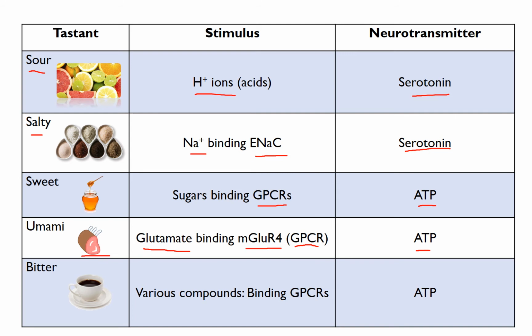Bitter compounds are found in things like coffee and bitter green leafy compounds like kale or something like that. There are a variety of different compound structures that make up bitter taste profiles, and they also bind G protein coupled receptors and release ATP. So as you see here, when we have cation channels that are involved, we release serotonin. When G protein coupled receptors are involved, we release ATP.